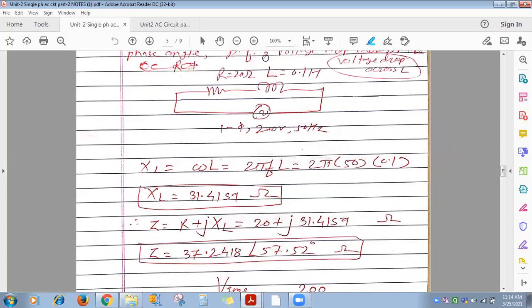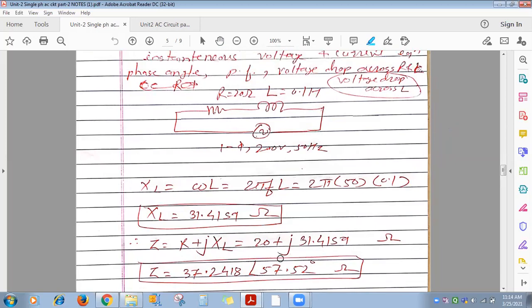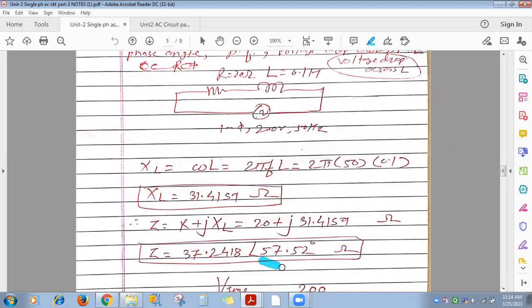See here, it's a series RL circuit. The real part is positive and the imaginary part is also positive, so the angle is positive and the magnitude is also positive. The unit is ohm. If you are asked to calculate the power factor angle, phi is nothing but the power factor angle, the phase difference between total voltage and total current. So it is 57.52 degrees. Take the cosine of this angle to calculate the power factor. Got it?